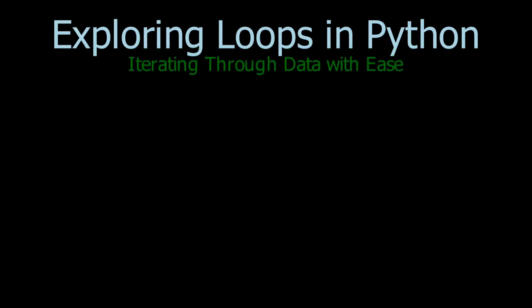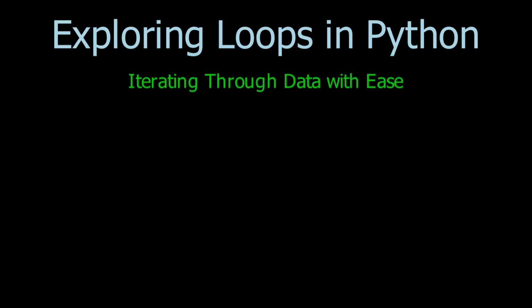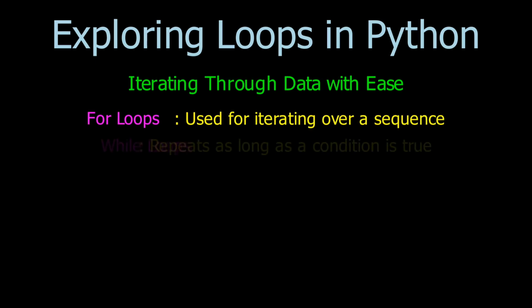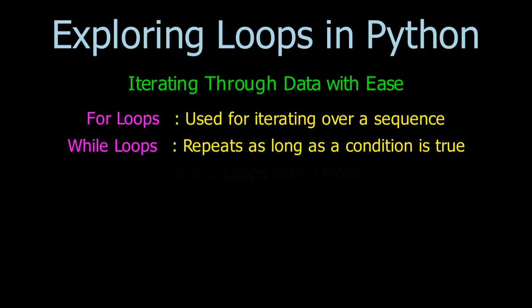Exploring loops in Python. They are the essential structure that allows your code to repeat actions and process data with minimal effort. We will cover four key loop structures in Python. For loops, which are perfect for iterating over sequences like lists, strings, or ranges of numbers.